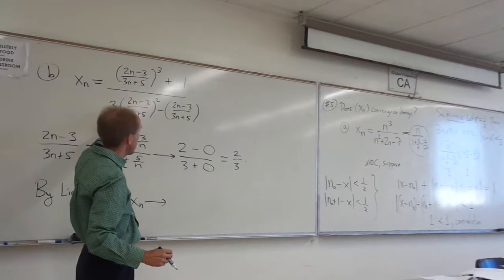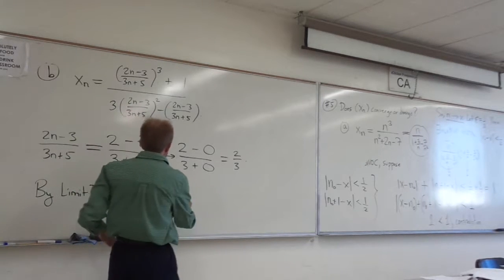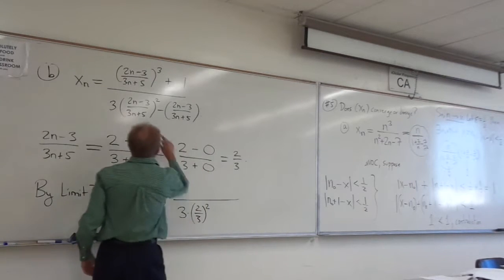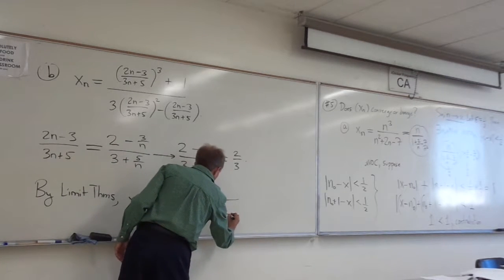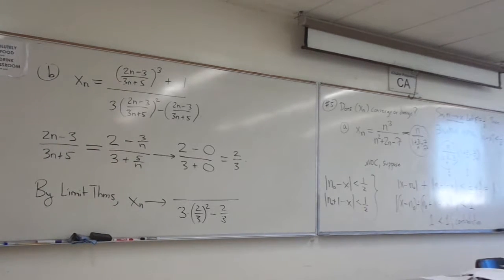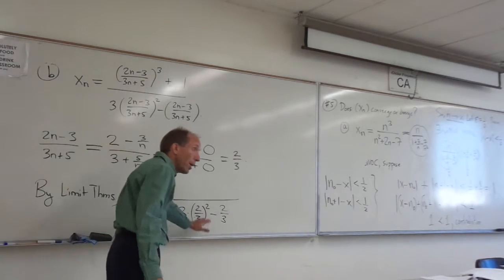Let's see, this is going to be 3 times 2/3. Let's just check the denominator. 3 times 2/3 squared minus 2/3. That's not 0, is it? It's like 4/3 minus 2/3, which is 2/3. Okay, so we're safe on the bottom.